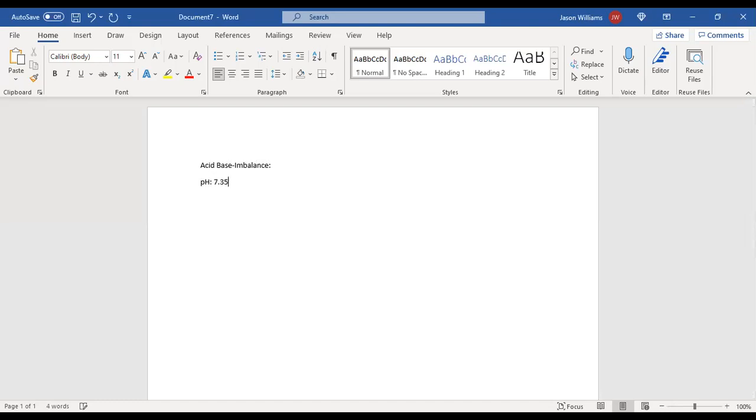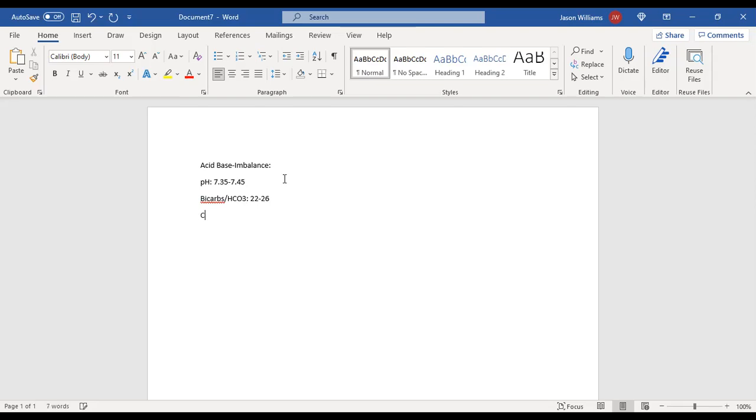7.35 to 7.45. That's the normal pH. What is the normal bicarb? 22 to 27. Bicarb is also called HCO3. Does your book say 22 to 26 or 22 to 28? 22 to 26. 22 to 26 is the normal bicarb range.